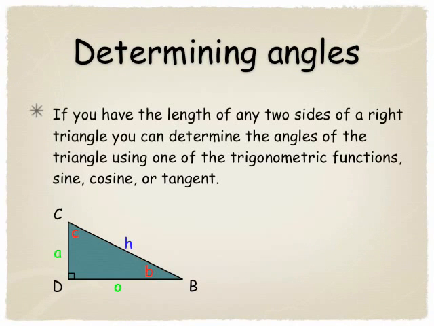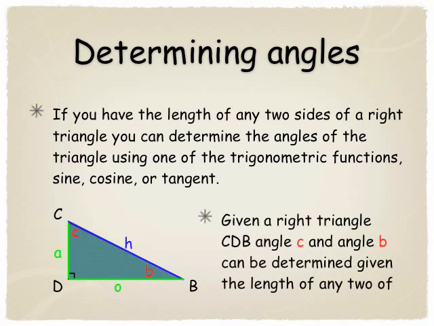We use trigonometric functions to determine angles. If you have the length of any two sides of a right triangle, you can determine the angles of the triangle using one of the trigonometric or trig functions: sine, cosine, or tangent. Given a right triangle CDB, angle C and angle B can be determined given the length of any two of the sides, A, O, or H.